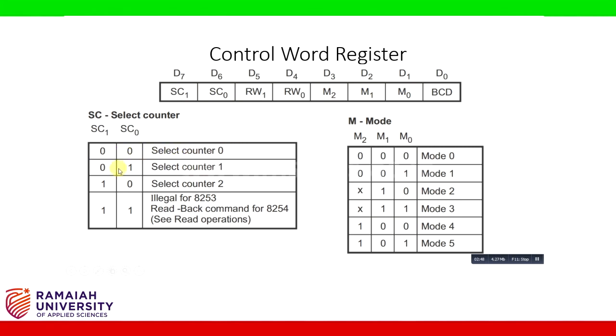counter 0 is selected, if these bits are 01, then counter 1 is selected, and 10, the counter 2 is selected. When both the bits are 11, then it is an illegal command.